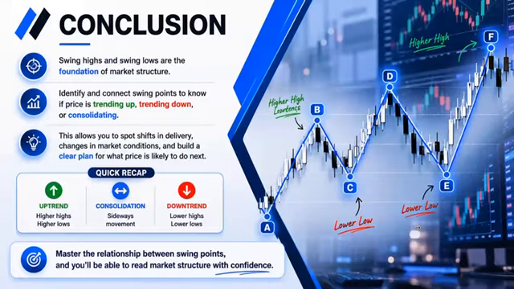So we've made it through market structure 101. Here are some things that we talked about: swing highs and lows being the foundation of market structure. We've learned how to connect swing points to know if price is trending up or down or consolidating. We've talked about how being able to do these things allows us to spot shifts in delivery, changes in market conditions, and build a clear path for what price is likely to do next. So the recap is we've been able to identify trends and master the relationship between swing points and understanding what price is doing.